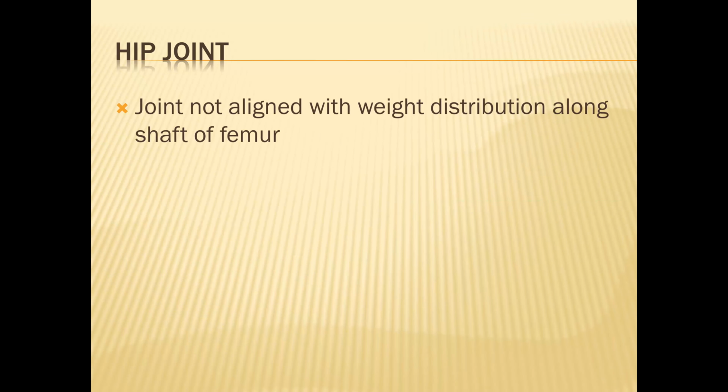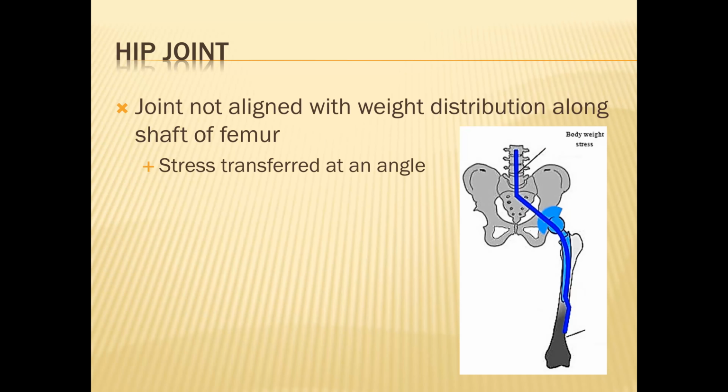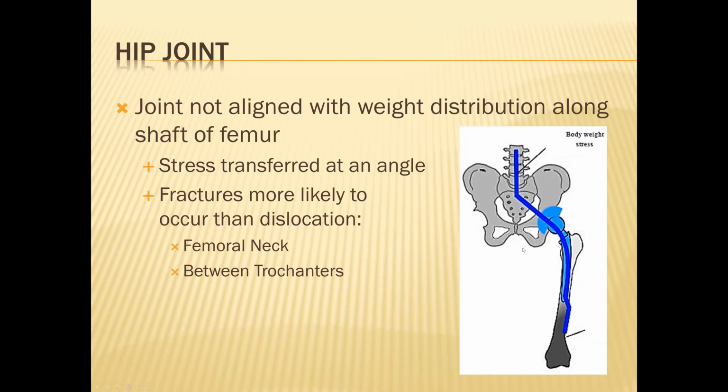The hip joint is also not aligned with the weight distribution along the shaft of the femur. So if we take a look, the stress that is put on by your body weight comes down at an angle through this hip joint. So the way that the stress is actually passed through this joint means that there is not a lot of force that wants to knock this joint out of socket. And in fact, you are more likely to have a fracture in the femur than to actually have a dislocation of the hip joint itself.